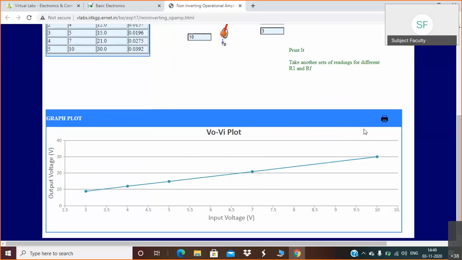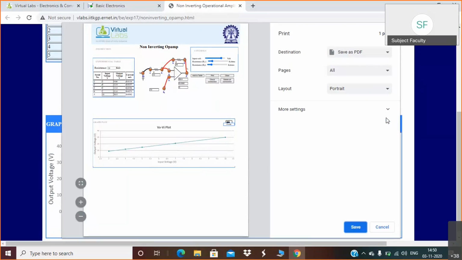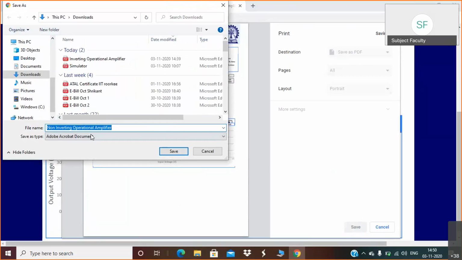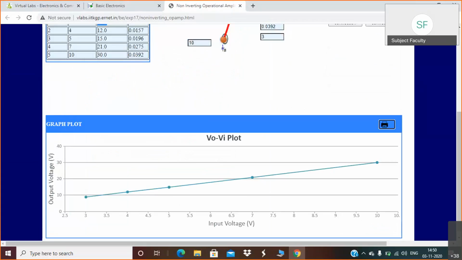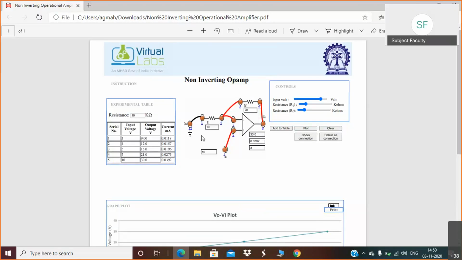Okay, so now again you can take a print from this icon. You have to click on this icon. The document will be saved in the form of PDF. So I am saving it here as non-inverting operational amplifier. And again going to the downloaded document, here you can observe, this is the downloaded document.